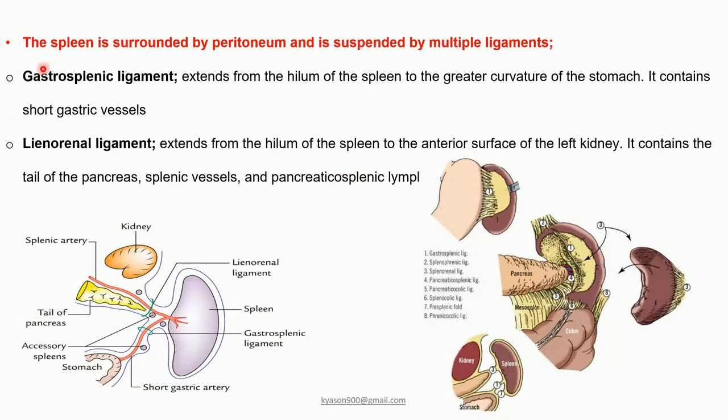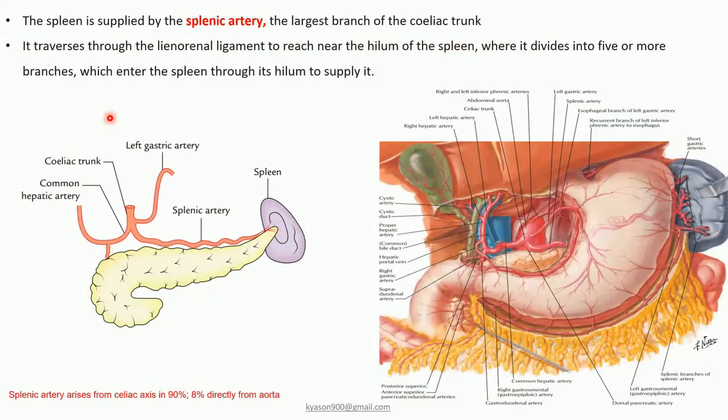So these are basically supporting structures, the structures that keep your spleen in position. The spleen is nourished by the splenic artery, and this is a branch of the celiac trunk. The celiac trunk is that short vessel that arises from the anterior surface of the abdominal aorta. After arising, it has only 3 branches: the common hepatic, the left gastric, and then your splenic.